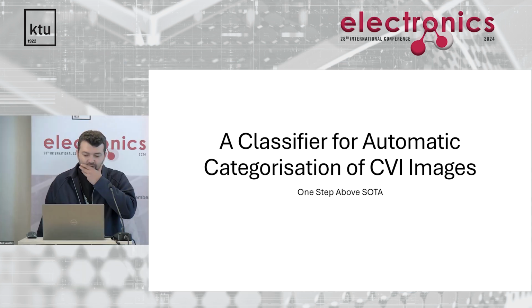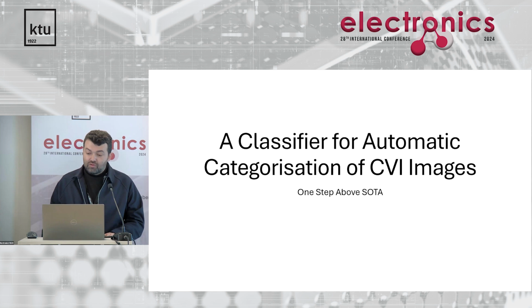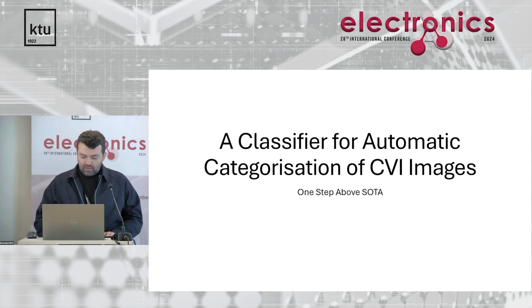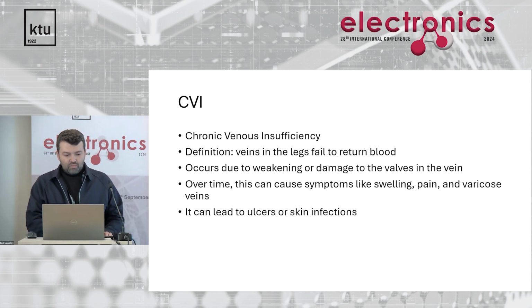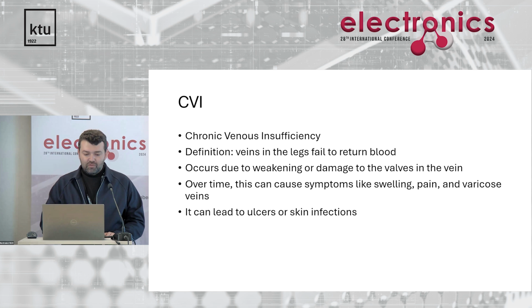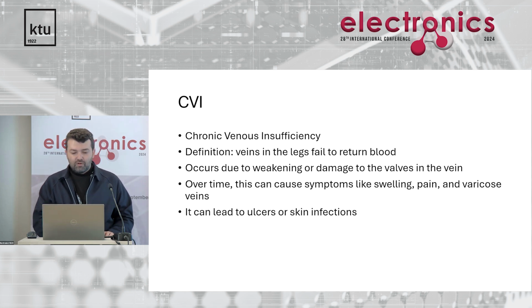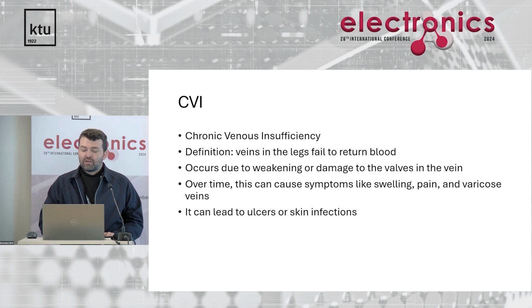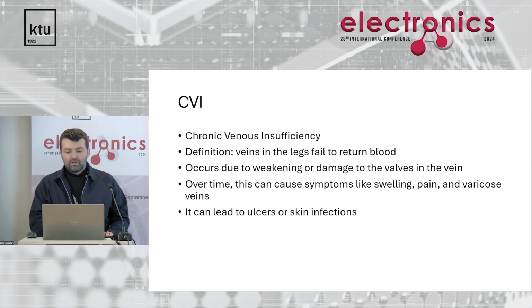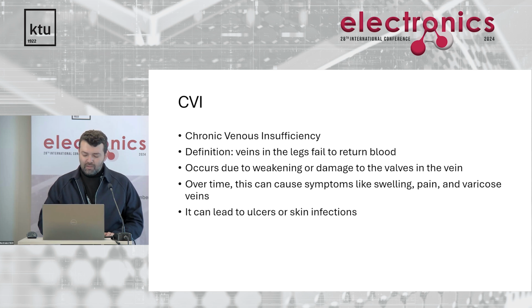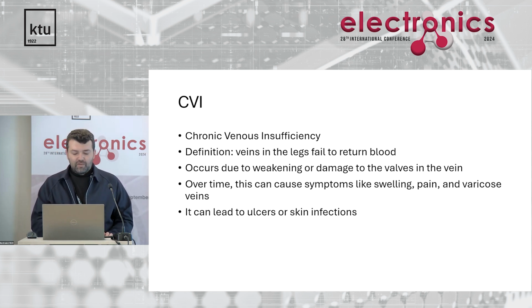I work at the Software Engineering Department of the university. Today I will talk about our paper titled a classifier for automatic categorization of CVI images. Let me first state the details of CVI. It's an abbreviation of chronic venous insufficiency, and its definition is that the veins in the legs fail to return the blood. It occurs due to damaged valves in the vein, and over time this can cause swelling, pain, and varicose veins, a famous illness, and it can lead to ulcers and skin infections.